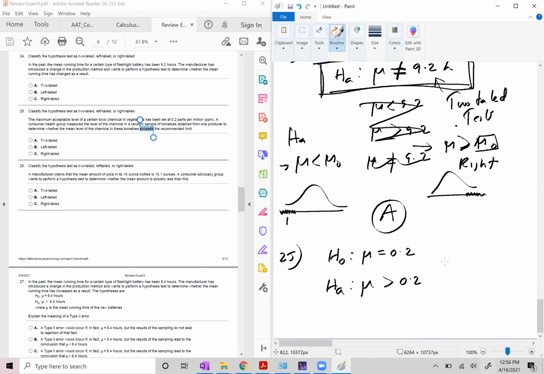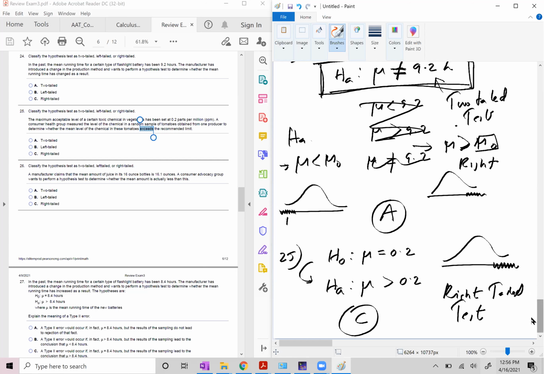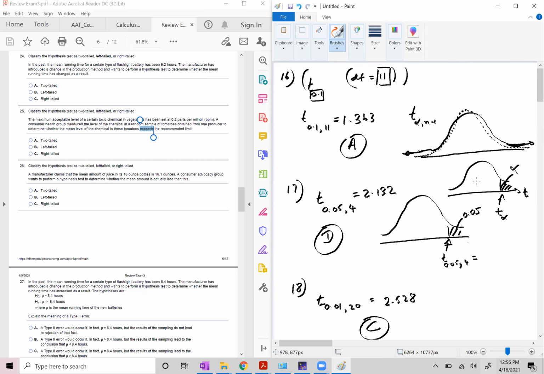When you see this, you can see that you reject the null and go to the alternative when you get higher values, right? So what tailed is this? A right tailed test. Okay, so the answer is going to be C. 25, answer C. Okay, 26.